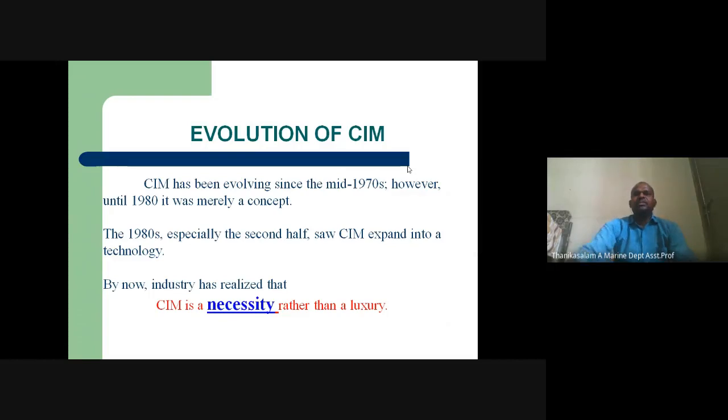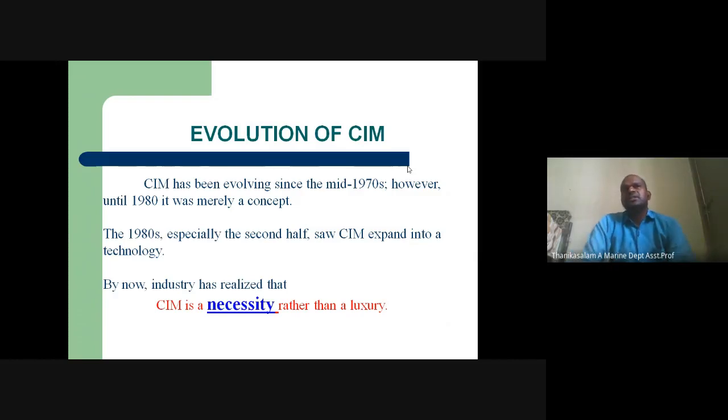The evolution of CIM: when CIM is evaluated, it has been evolving since the mid 1970s. However, until 1980, it was merely a concept. In the 1980s, especially the second half, CIM expanded into a technology. By now, industry has recognized that CIM is a necessity rather than a luxury.